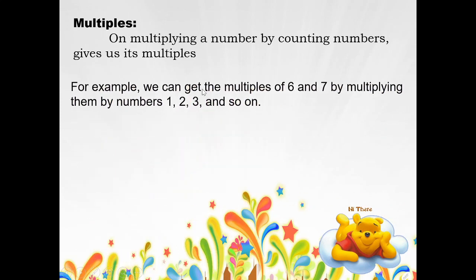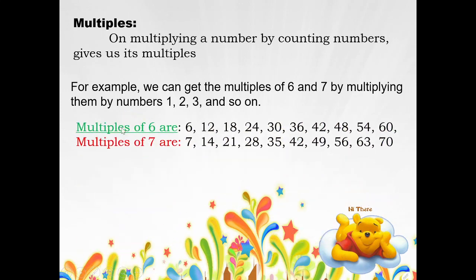Okay, let us have this example. For example, we can get the multiples of 6 and 7 by multiplying by number 1, 2, 3, and so on. Multiples of 6 are 6, 12. Ibig sabihin nitong multiplying by numbers 1, 2, 3, pwede mo kasi siyang 6 times 1, 6. 6 times 2, 12. 6 times 3, 18. 6 times 4, 24. 6 times 5, 30. So, hanggang mag-10 na yun, tinimes mo siya from 6 times 1 to 6 times 10. So, ayan po ang magiging multiples ng 6.